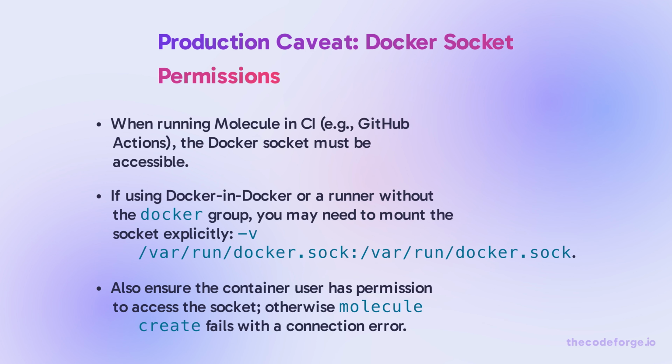When running Molecule in CI, e.g. GitHub Actions, the Docker socket must be accessible. If using Docker in Docker or a runner without the Docker group, you may need to mount the socket explicitly: /var/run/docker.sock:/var/run/docker.sock. Also ensure the container user has permission to access the socket. Otherwise, molecule create fails with a connection error.